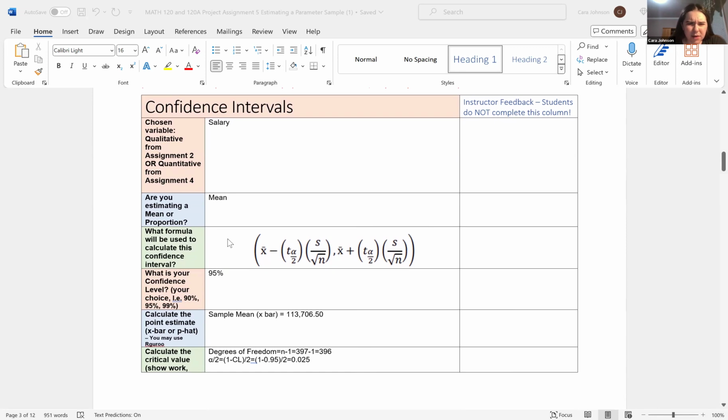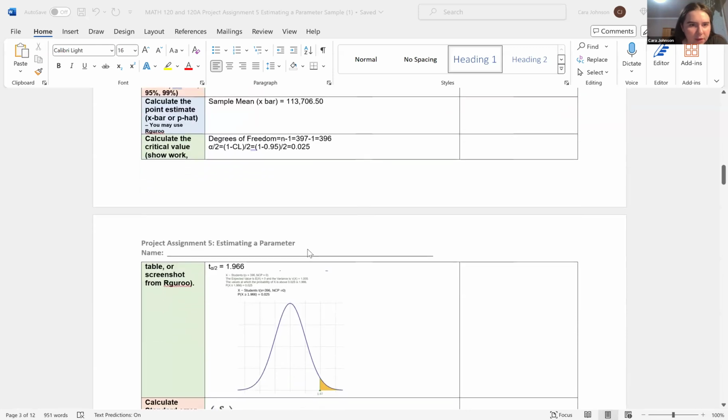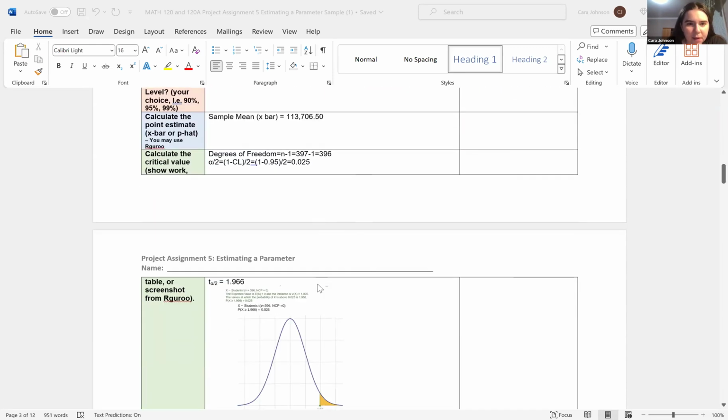And then you can copy and paste this formula into the document here. And then confidence level 95% is fine. This sample mean should come from your project number 4. You found the mean in project 4, so you just need to put that number in here. Now I'm looking to find this t value here in this formula.